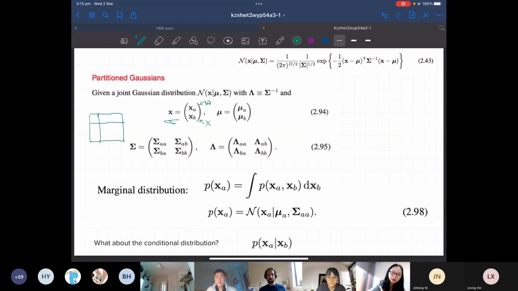Basically, this is the covariance matrix for the A part. Let's say this is the covariance matrix for the B part. If we think of matrices as generalized numbers, like if we think of this sigma AA as the variance for the vector random variable XA, then these two non-square matrices are the covariance between the A part and the B part.